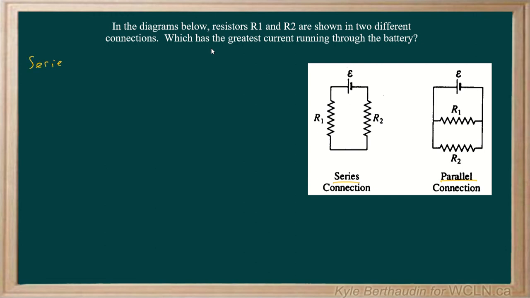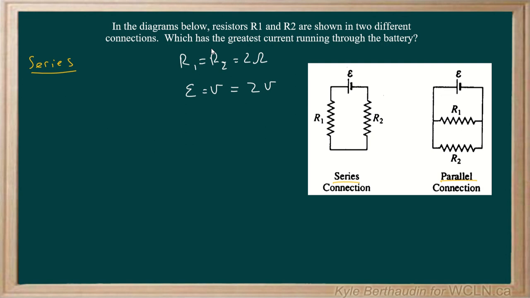To do that, we first have to make a couple of assumptions, or assign a couple of values to our resistors. So let's just say that R1 and R2 are both equal to 2 ohms. And let's also say that the electromotive force, the voltage of the battery, which are the same, is also equal to a value of 2.